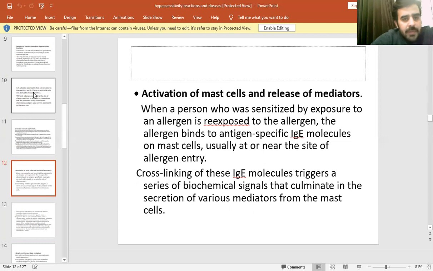Thirdly, what is going to happen? Activation of the mast cells and release of the mediators. Now, this is the main cause of the immediate hypersensitivity reaction, or the symptoms which occur in this case. When a person who was sensitized by exposure to an allergen is re-exposed to that allergen, the specific antigen to which he has already been exposed, this allergen will bind to antigen-specific IgE molecules on mast cells, usually at or near the site of allergen entry. Cross-linking of those IgE molecules will cause a series of biochemical signals that will cause the secretion of various mediators from the mast cells, or the degranulation of the mast cells.